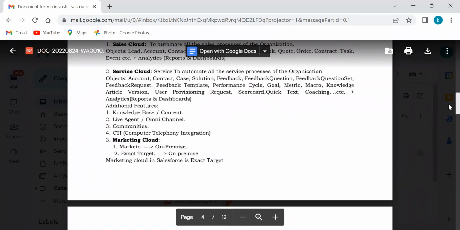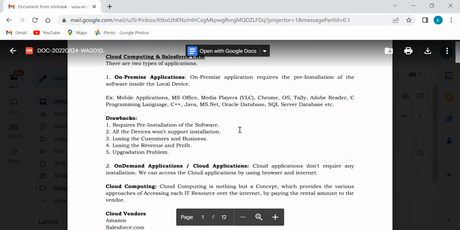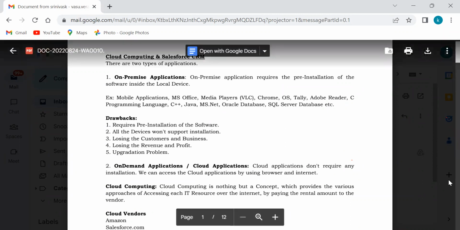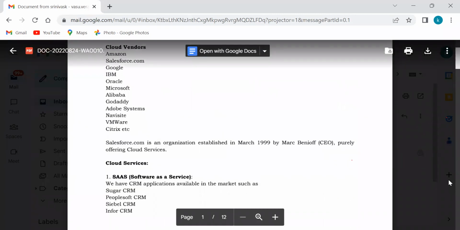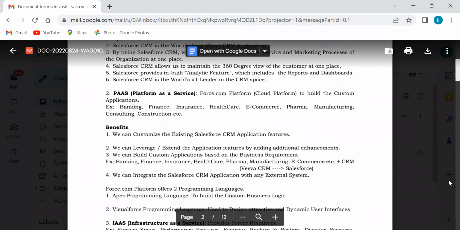So let me summarize what we have discussed today. Today we have discussed the types of applications available in the IT industry: on-premise applications and on-demand or cloud applications. We have discussed the drawbacks of on-premise and the benefits of cloud applications. And also we have discussed what cloud computing is, who the various cloud vendors available in the market are, and the various cloud services available, like software as a service, platform as a service, and infrastructure as a service.